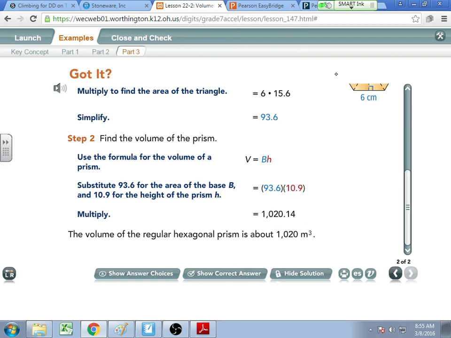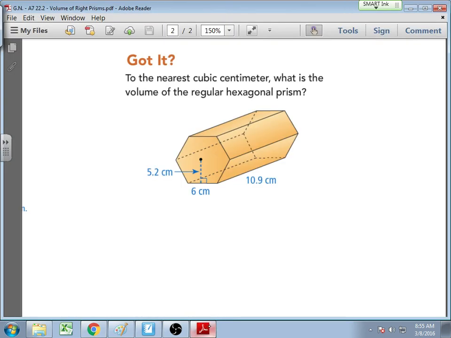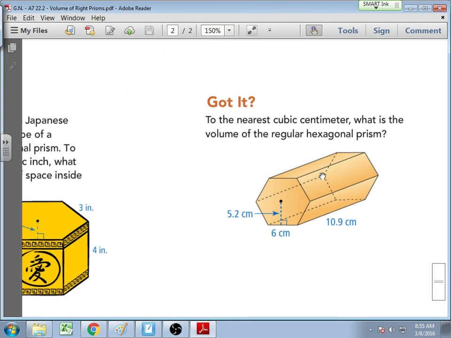That is everything from your notes. So hopefully you've got those completely filled in, because again, we're going to do another notes check at the end of this unit. But if you have any issues with any of the volumes of prisms, please let me know either on Schoology or come see me.